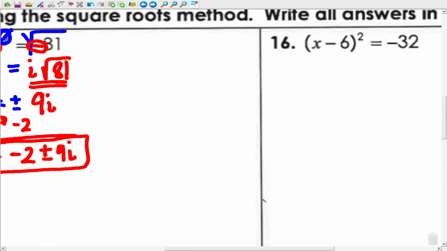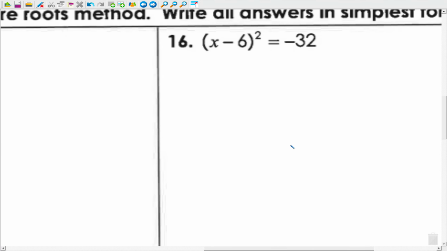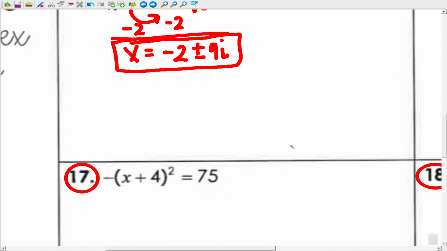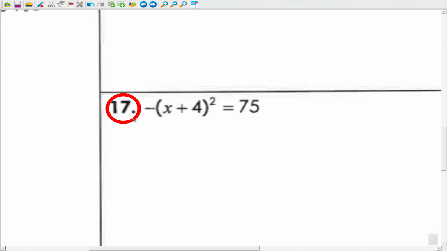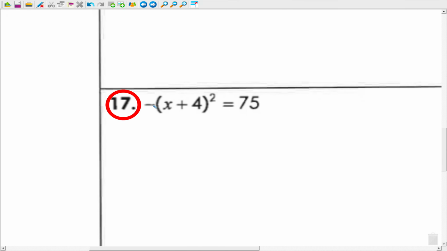We're skipping number 16 because it's exactly like number 15. And I want to show you one where there's something on the outside of the parentheses. Whenever there's something on the outside of the parentheses, if it's touching the parentheses, all you have to do is divide by that number. Since this is a -1, it's an invisible 1, you're going to divide by -1 on both sides.